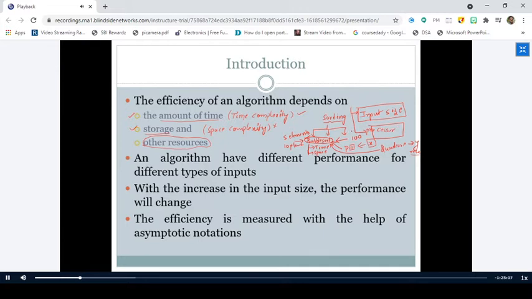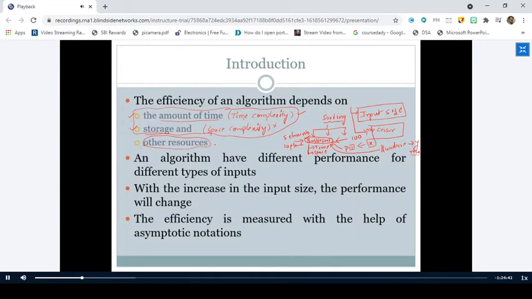Is it clear up to this point? The amount of time and storage, that is time complexity and space complexity, are the external factors on which the efficiency of the algorithm depends. But there are other resources or internal factors, like input size and the processor on which you are running the algorithm, which also affect the efficiency of the algorithm. Is it clear up to this point?